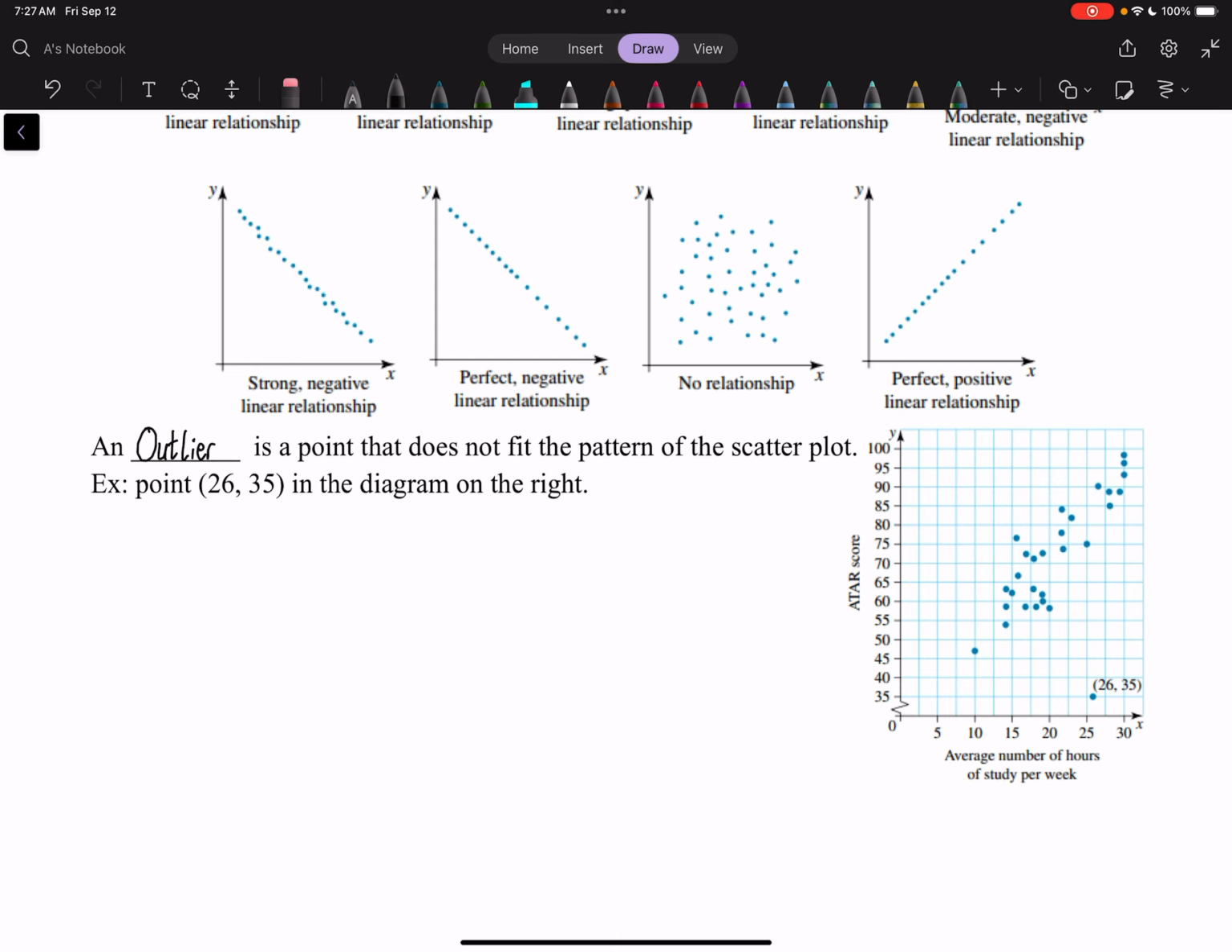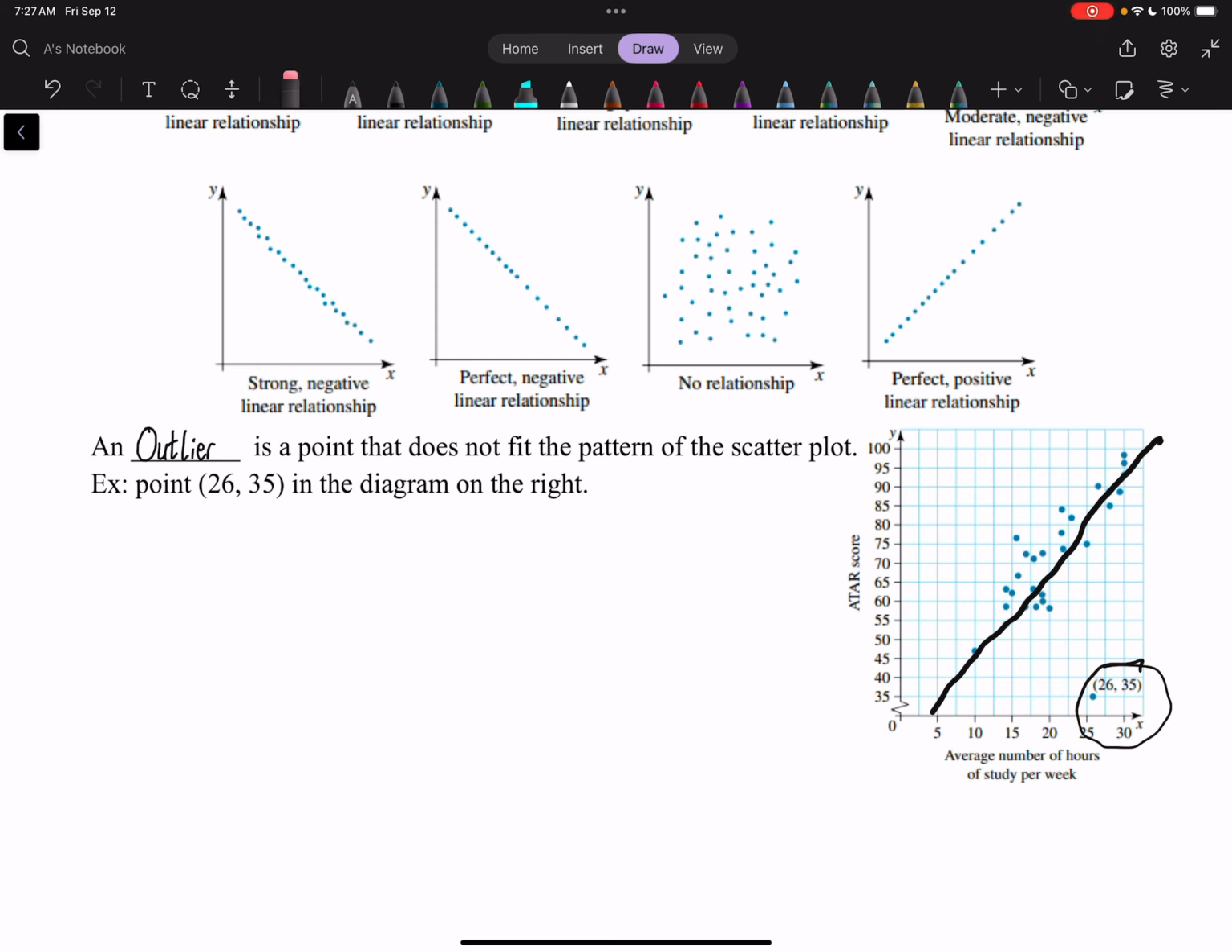Now, the one thing you do need to be aware of is an outlier. An outlier is a point that does not fit the pattern of this scatter plot. So in this diagram, there is my line of best fit, close. But this point way down here is separate from every other point. It's nowhere close to that line.